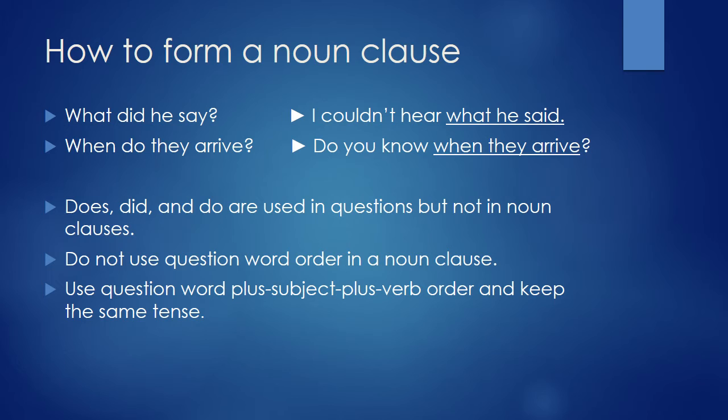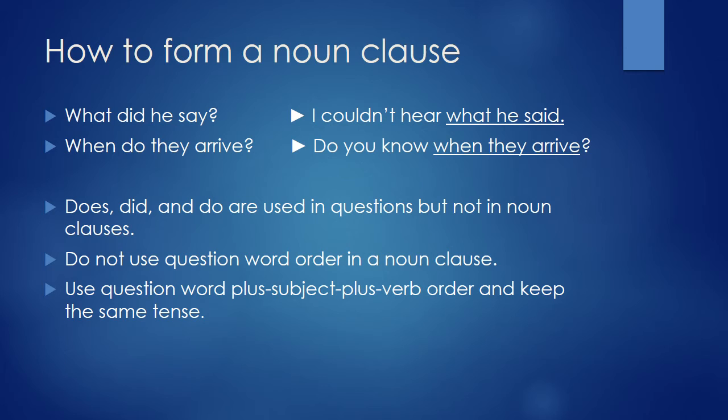I start the subordinate clause with the question word "what," but here I'm not asking a question, so it has to be followed by a subject and a verb. Notice that I shifted the verb back into the past because I have the helping verb "did" in the question sentence.